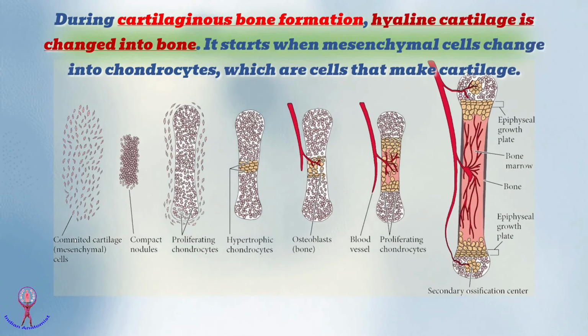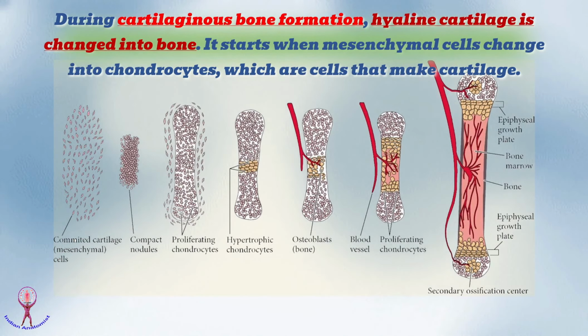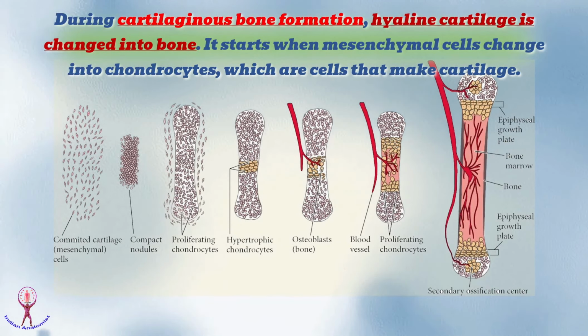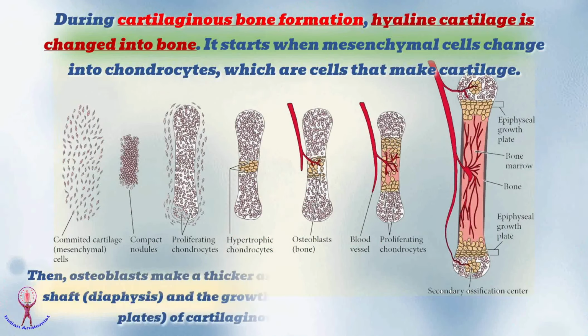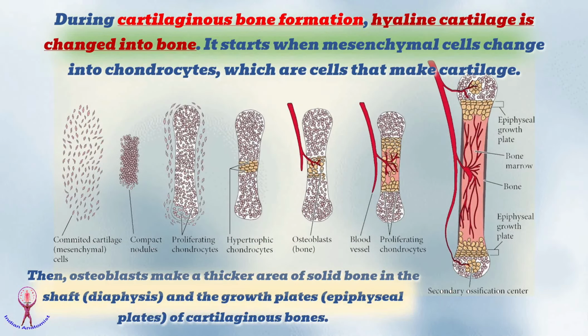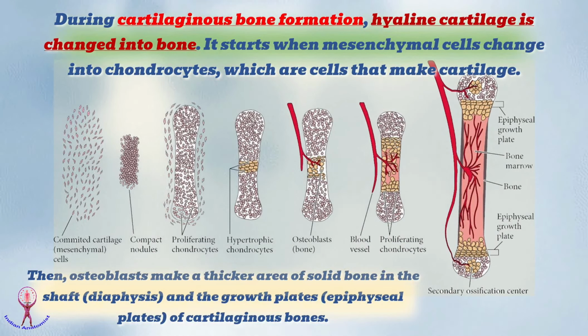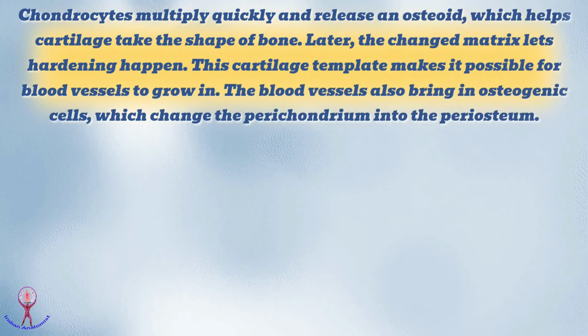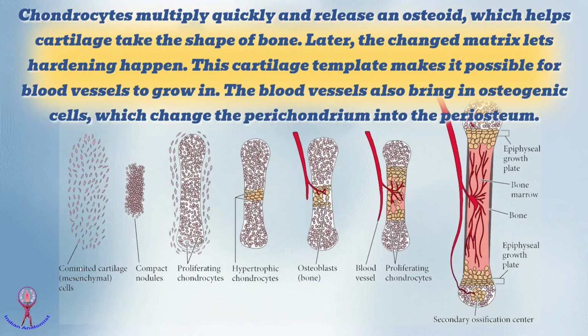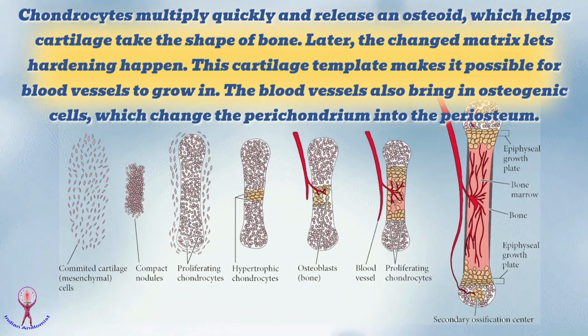During cartilaginous bone formation, a hyaline cartilage model is changed into bone. It starts when mesenchymal cells change into chondrocytes, which are the cells that make cartilage. Then, osteoblasts make a thicker area of solid bone in the shaft or diaphysis, and the growth plates or epiphyseal plates of cartilaginous bones. Then, chondrocytes multiply quickly and release an osteoid, which helps cartilage take the shape of bone. Later, the changed matrix lets hardening happen.